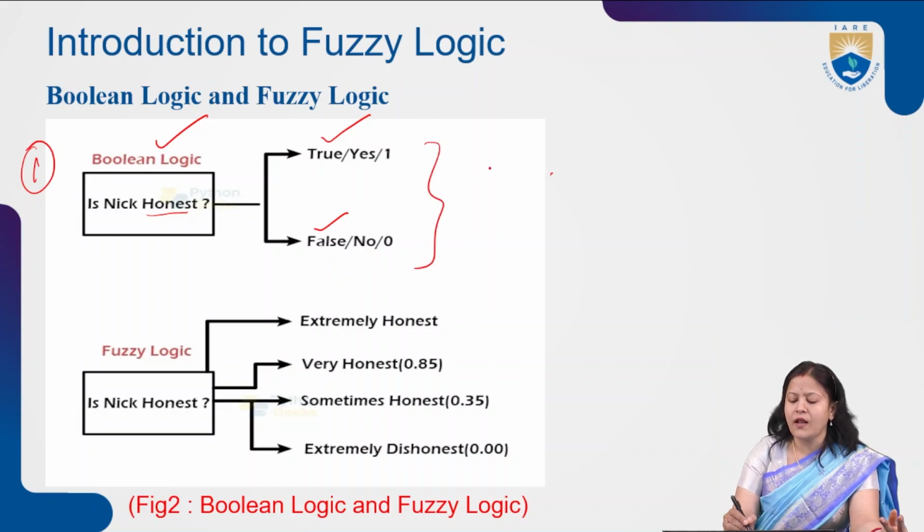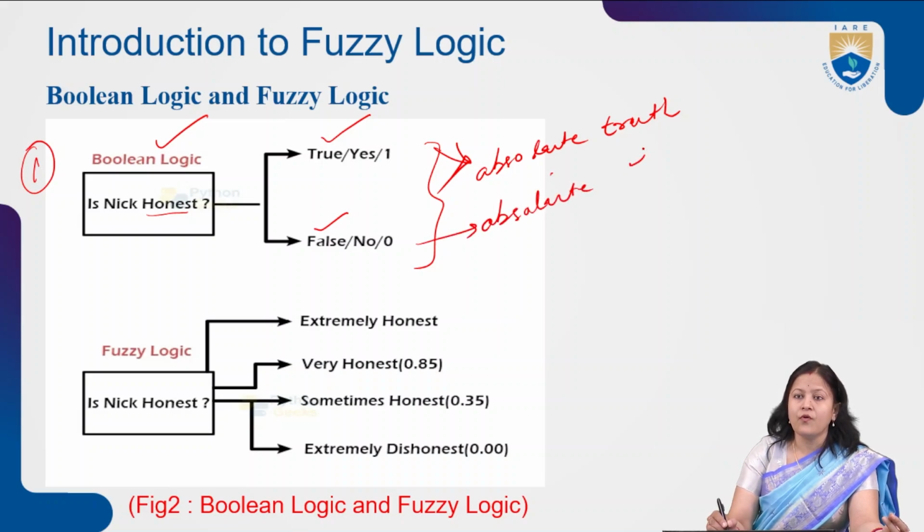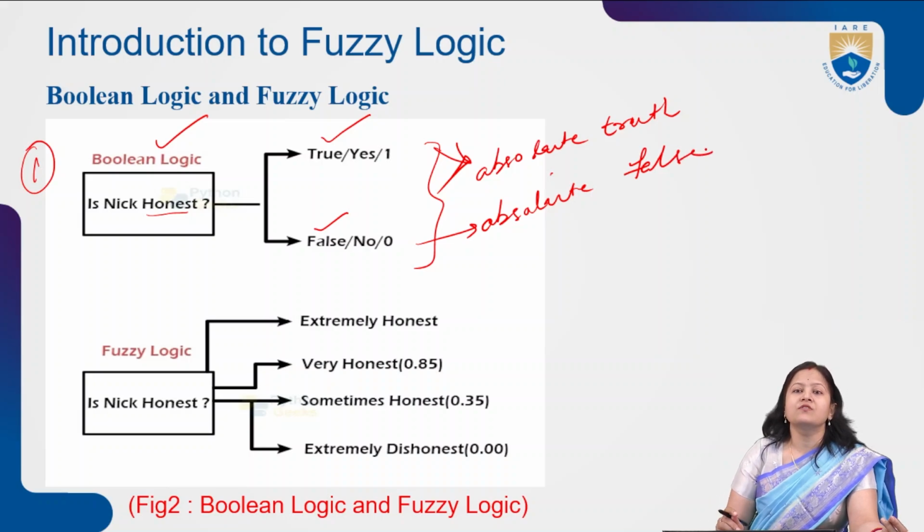So these are called the absolute truth, and 0 is called the absolute false values. For the word honest, either Nick is honest, which can be represented as true, meaning 1, and Nick can be dishonest, which can be represented as false or 0. So these are extreme 1 and extreme 0, or true or false. These are called absolute truth and absolute false.